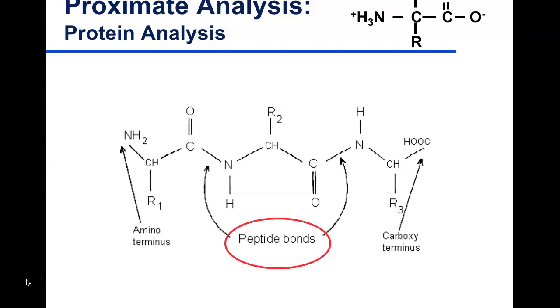bonds. Why would we have to measure just peptide bonds alone, though? Why can't we just use the amino acids? Any thoughts? I'm patient. I'll wait until somebody throws something out. Determining like the different R groups attached to it?